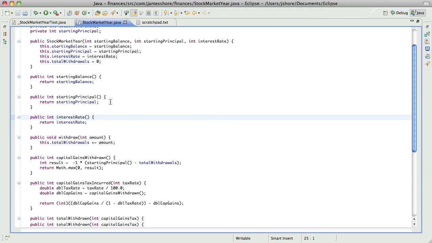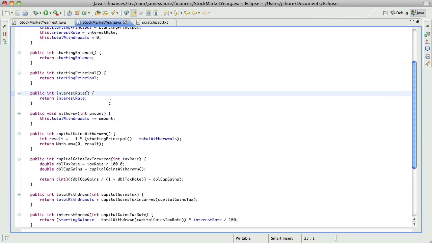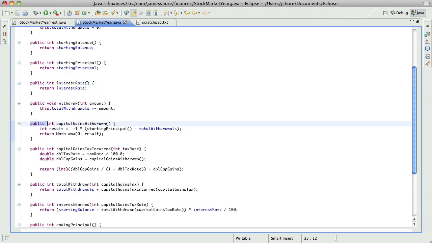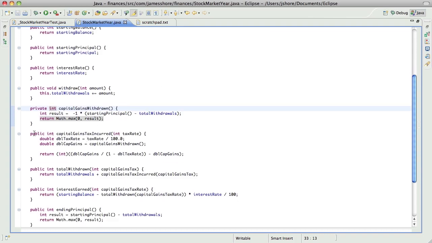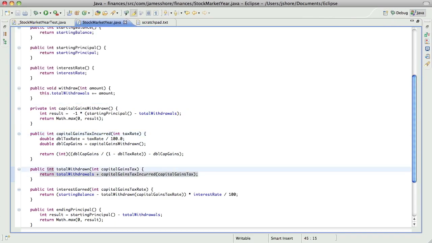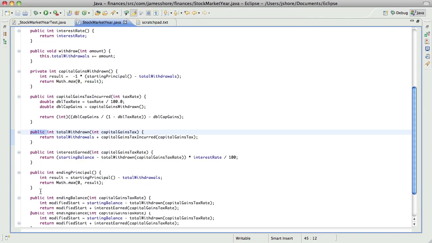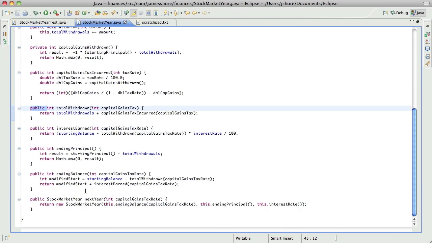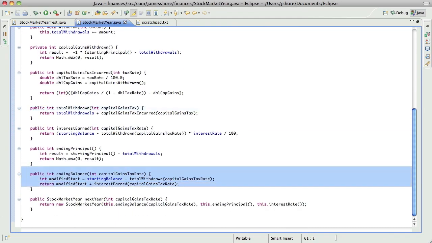All right, there we go. So let's see. I'm going to look through here and see what we can get rid of. Capital gains withdrawn. Do we need that? Not so far. Capital gains tax incurred. I believe we use that. Yes, we do. Everything's working, right? Yeah, everything is working. Total withdrawn. Do we use that? Yep. Interest earned. I know we use that. Ending principal. I know we use that. Ending balance. Yeah. Okay.